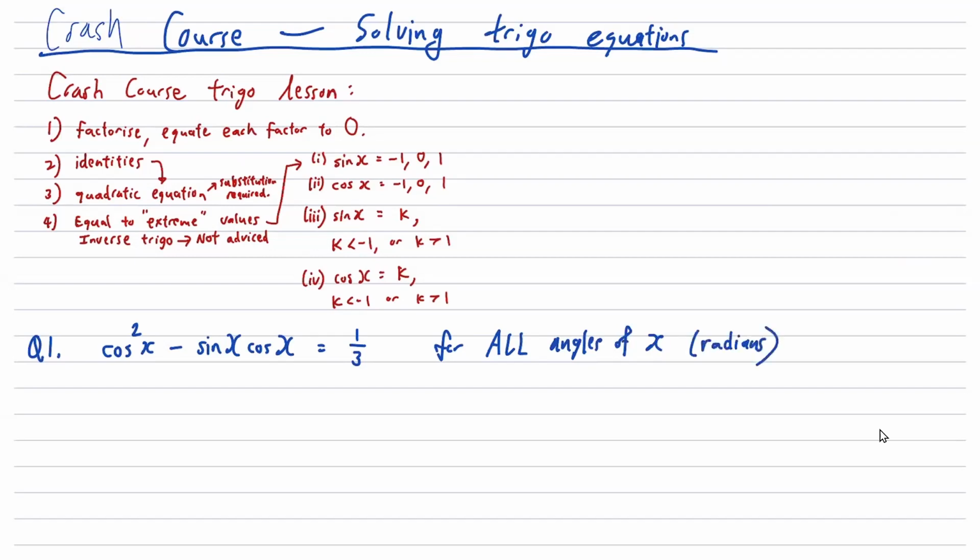How? First step, anything special that strikes out to you? The sine x cosine x. So anything that repeats? The cosine x. So what can you do? First step is factorize, equate each factor to 0. So cosine x repeats, so we can factor out. What are you left with? Cosine x times (cosine x minus sine x). Clear? Okay, sorry, I changed the question halfway. I changed it to 0.